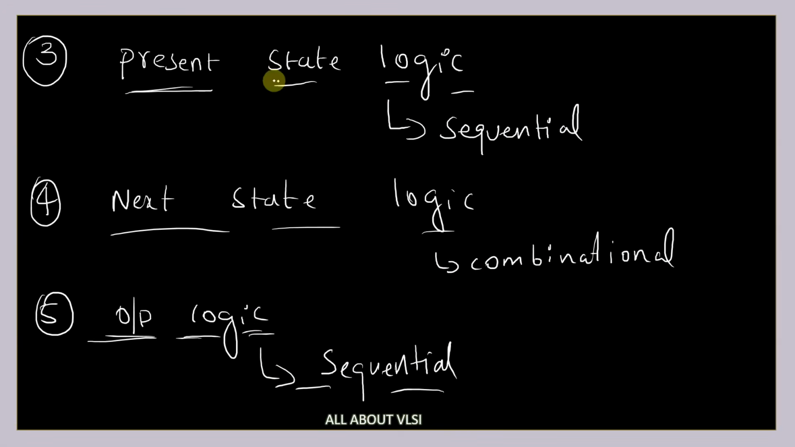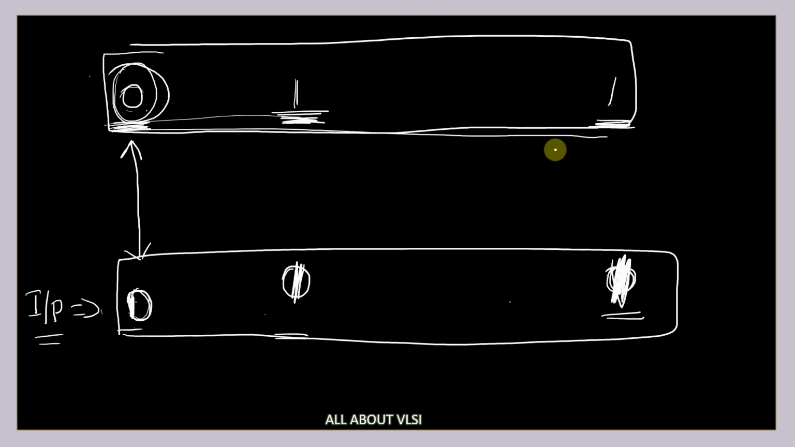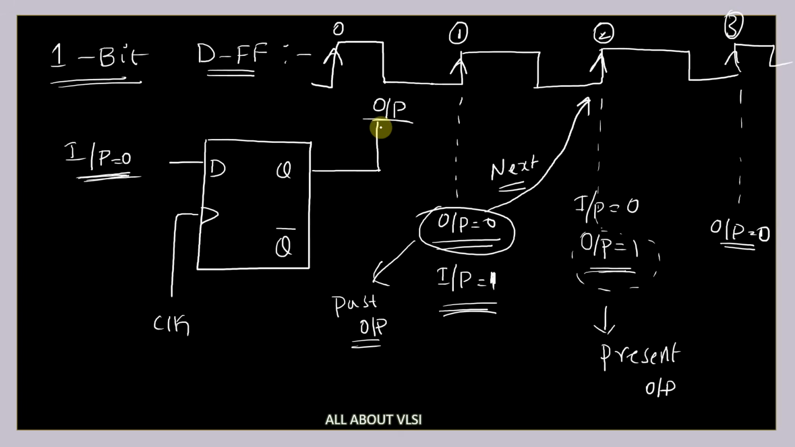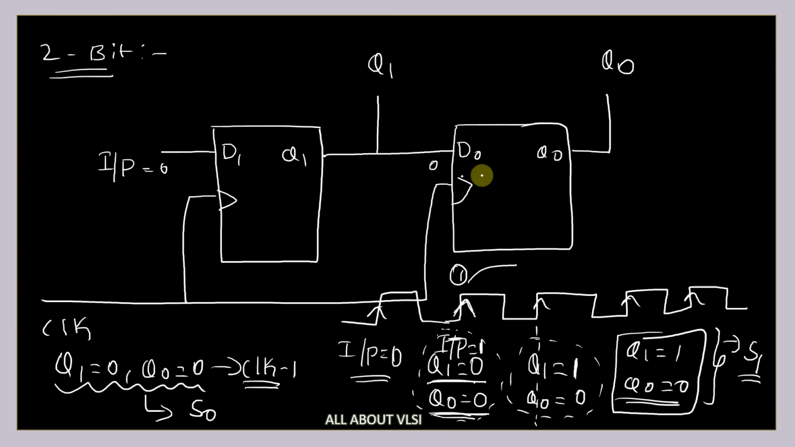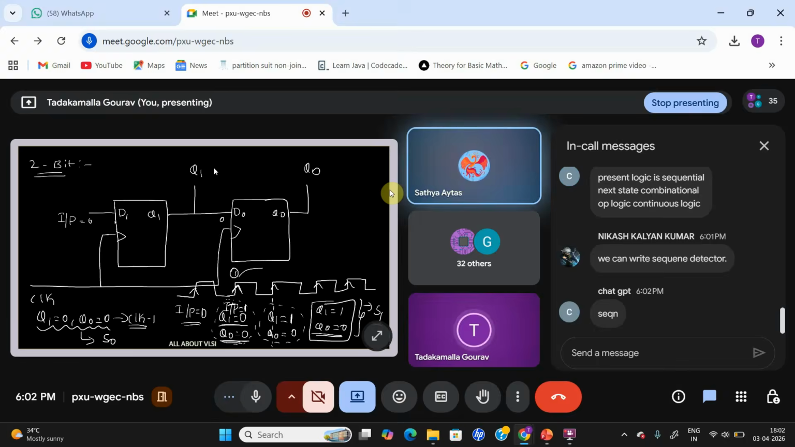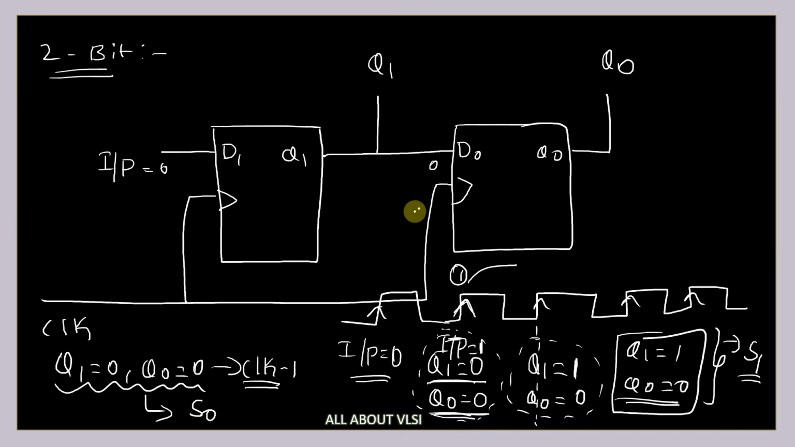But how to remember present state logic? Because many times you will get confused whether present state logic is sequential or combinational. So just go back to the basics which we started with. What do you mean by present state? Present state is nothing but the output of my flip flop. Now, is the output of a flip-flop sequential or combinational? Exactly, right? So present state is an output of a flip-flop, then obviously it's sequential.